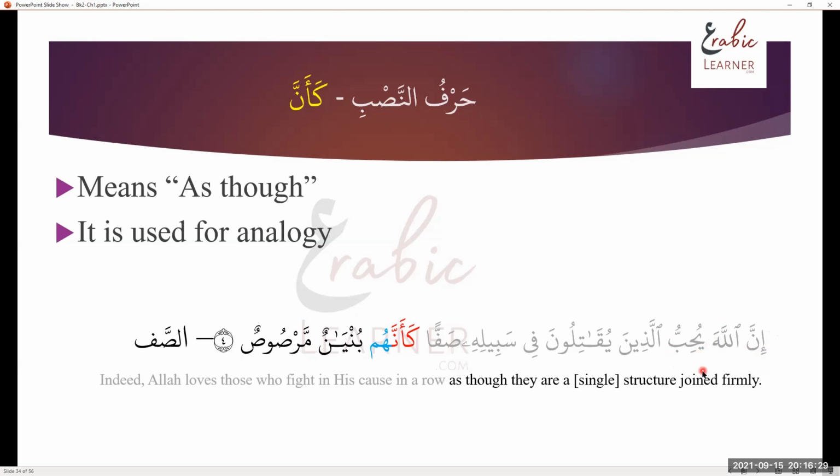Yuhibbu. So yuhibbu is what? This is fail. So this whole thing is a jumla fi'liya. So what is the khabar here? The khabar is jumla fi'liya. Now let's do the analysis here. Yuhibbu, and Allah, yuhibbu, he loves. Loves whom? Alladhina. What do you call alladhina? Alladhi, allati, alladhina. Remember, what do you call this? Yes, mashallah, ismul mawsul. So whenever there is ismul mawsul, you look for what?